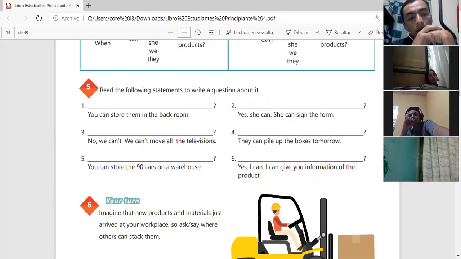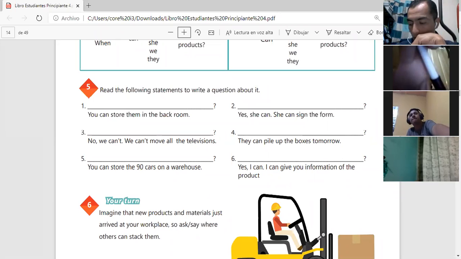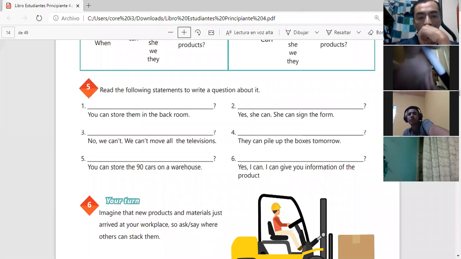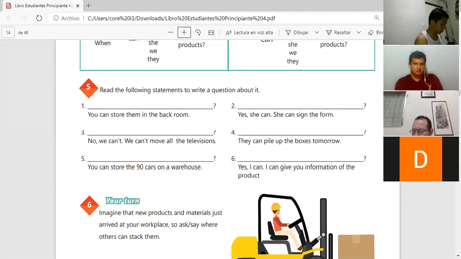Teacher, is where can you store the cars? Exactly. The question is where, because in the answer you don't have yes. In the answer you don't have yes or no, so you cannot say can you. The answer is free, is open. So where? In a warehouse. So where can I store the 90 cars? Good. Number 6, Nancy, it says, yes, I can. I can give you information of the product. So the answer is yes.